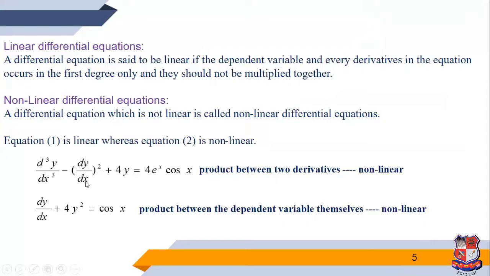Here also we can say dy/dx appears 2 times, a product between two derivatives, so non-linear. Suppose dy/dx plus 4y^2 is cos x. Here the dependent variable is y, and given y squared, that means the degree of y is more than 1, so the equation is non-linear.